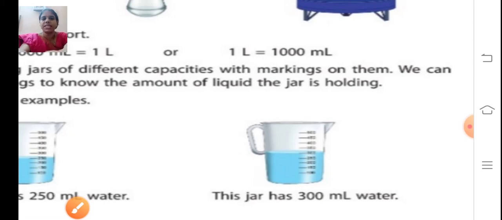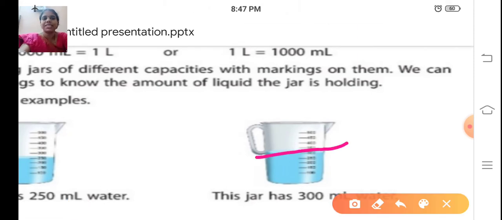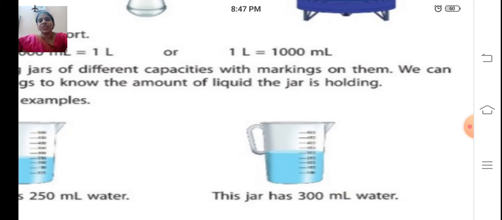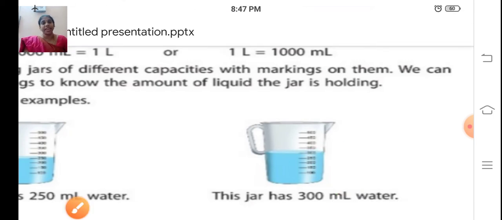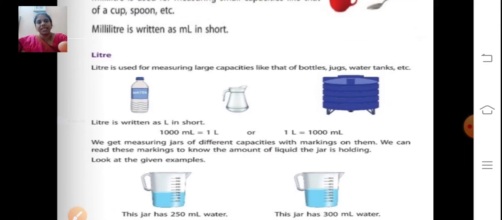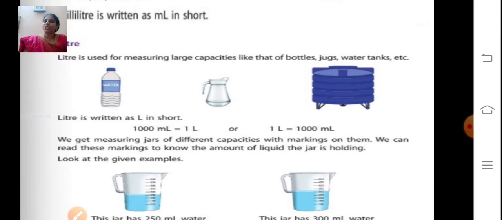Here also we have markings, but how much is it holding now? Yes, this jar has 300 ml of water. It can hold more, but how much is present now? 300 ml of water. So to measure large capacities, we use liters, written as L in short. Don't forget. And milliliter, to measure small capacities, is written in short as ml.